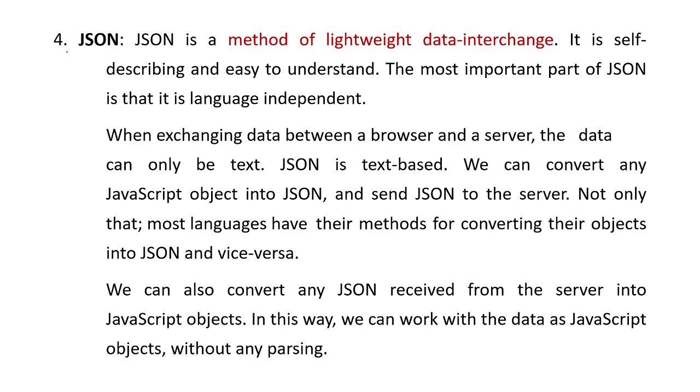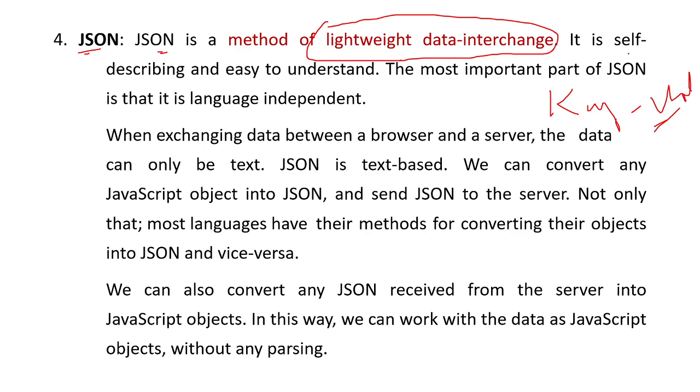Clear? Then people came up with a still better mechanism or methodology called JSON, which stands for JavaScript Object Notation. It's actually lightweight compared to SOAP. A lightweight data interchange mechanism. And remember, it does not use XML for data exchange. Instead, it uses a textual format, specifically a key value pair format. It is also self-describing. Clear? And it is very easy to understand. Remember, it is not XML based, but it is key value pair.